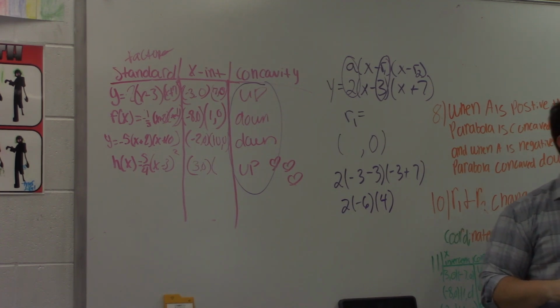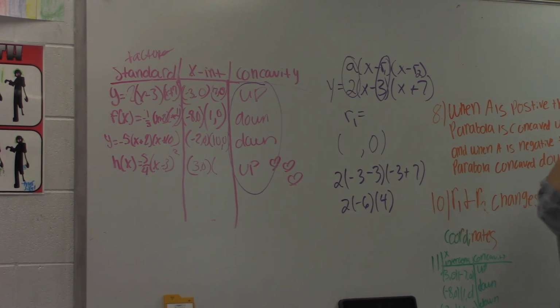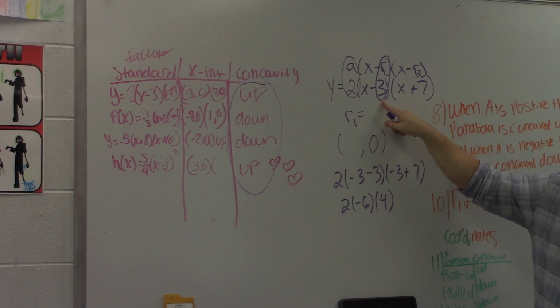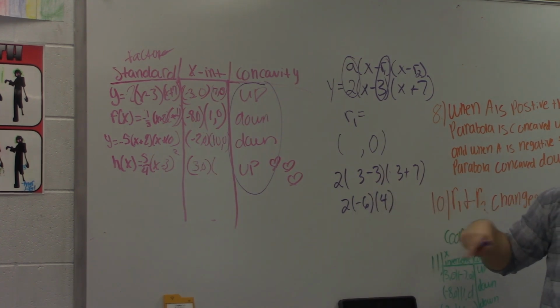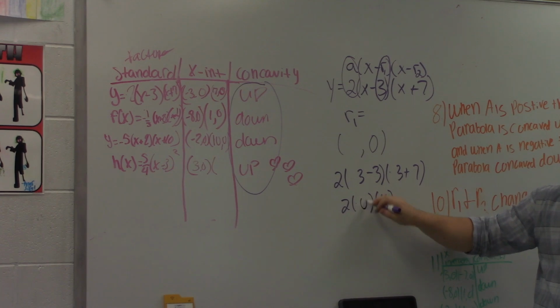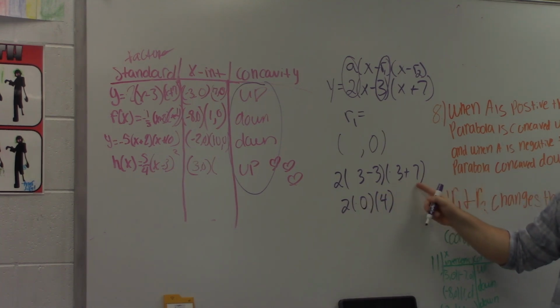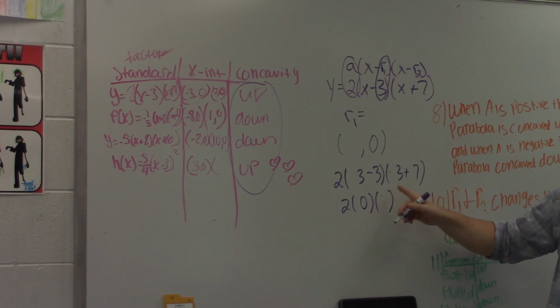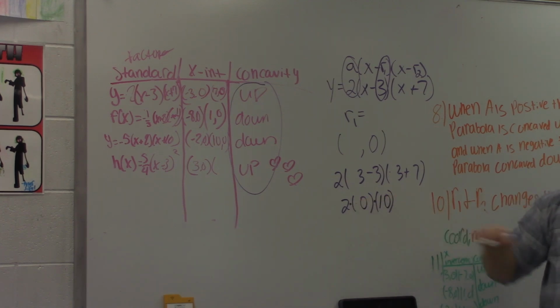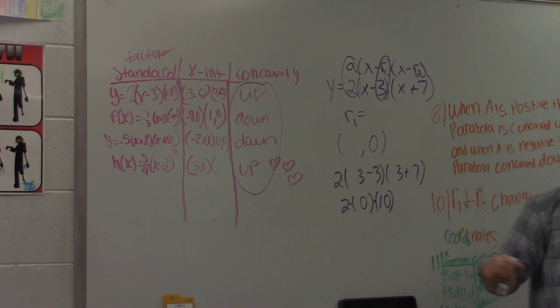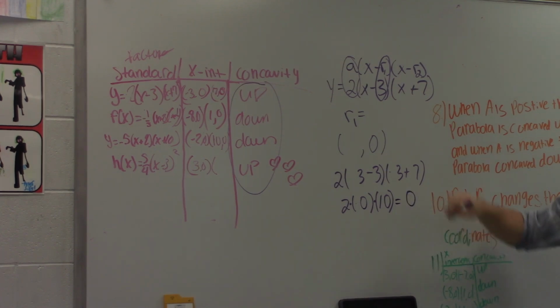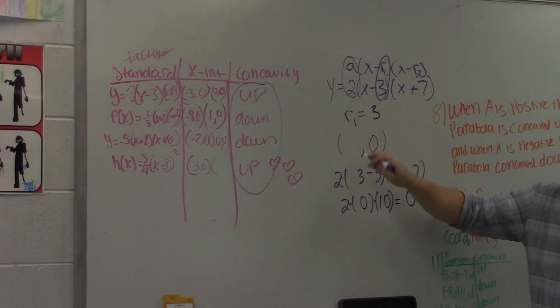No. So I need you to remember, the whole point is that we're trying to make a 0. So I can't use negative 3, but if I did the opposite with a positive 3, what's 3 minus 3? 0. What's 3 plus 7? That's 10. Does that give me a product of 0? Yes. Notice that is the zero product property. I'm literally multiplying by a 0. So R1 is a positive 3.